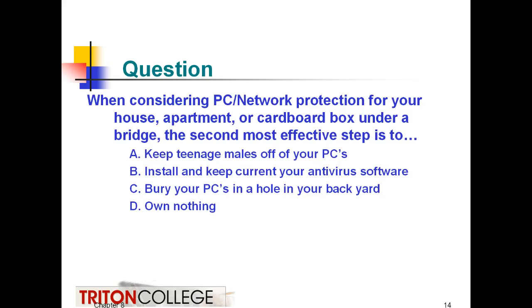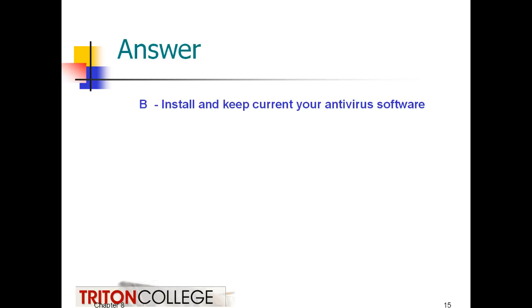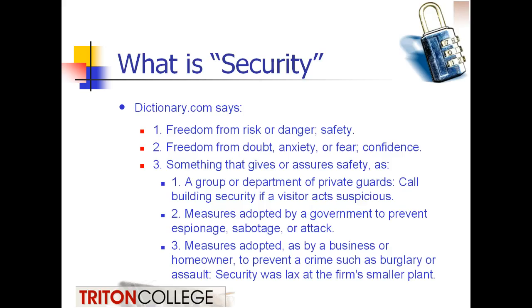Okay. When considering PC network protection for your house, your apartment, or your cardboard box, the second most effective step is to A, keep those teenage boys off of your computer, B, install and keep current your antivirus software, C, bury your PCs in a hole in your backyard, or D, the college student favorite, own nothing. And of course, B, install and keep current your antivirus software, something that is not that hard to do, but seems to get not used on a regular basis.